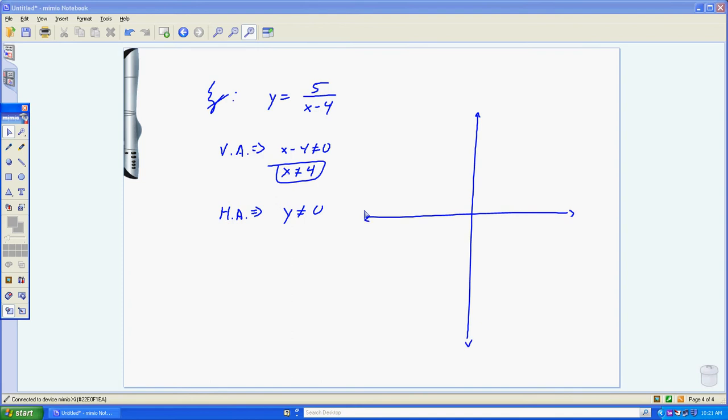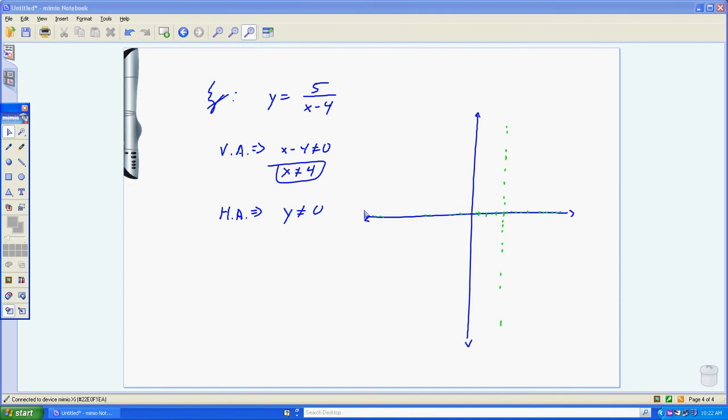So when I go and plot this now, if I draw a coordinate plane, I'm going to use a different color here. At x equals 4, 1, 2, 3, 4, I have a vertical line that the graph will never cross. And I also have a horizontal line at y equals 0, right along the axis, all the way like so, that our graph can never cross.